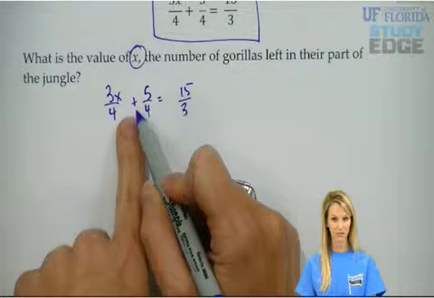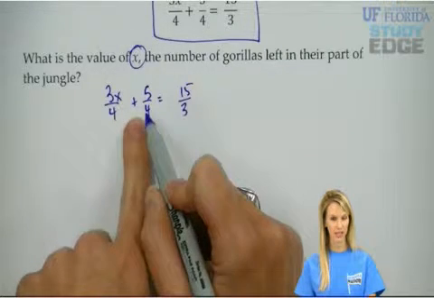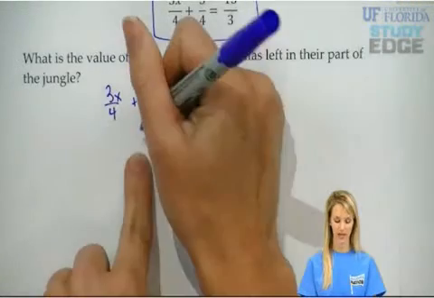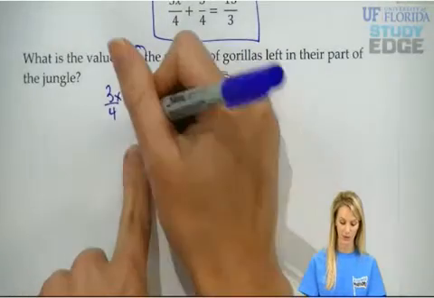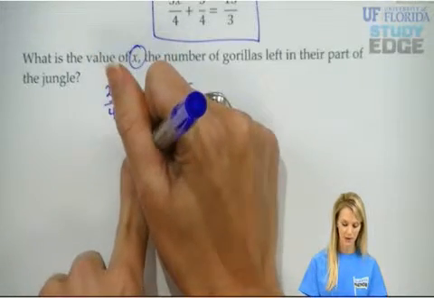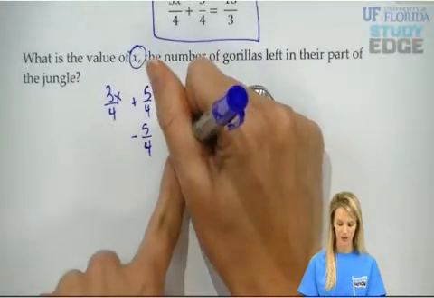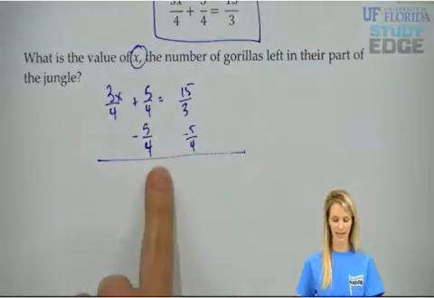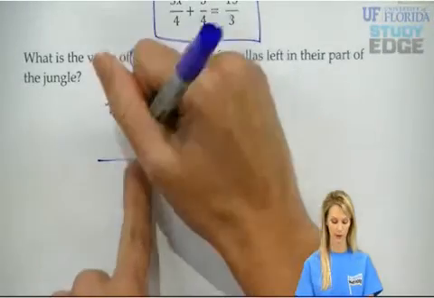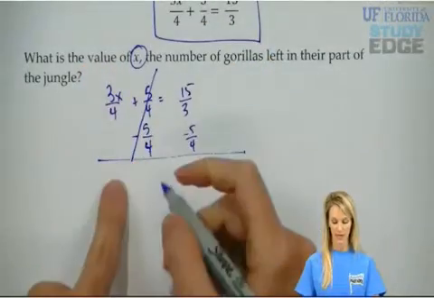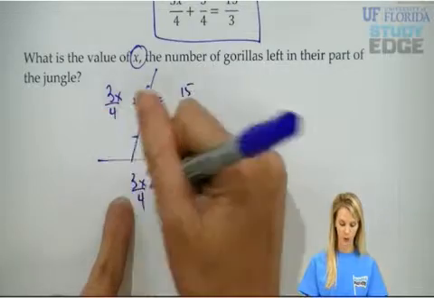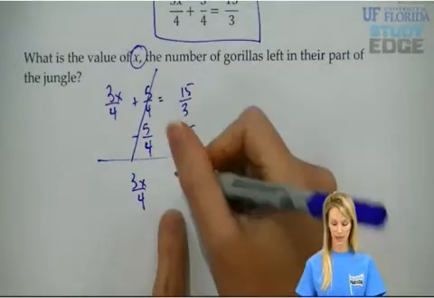How do I get rid of this plus 5 over 4? What is the inverse of addition? Subtraction. So since I have a plus 5 over 4, I need to subtract 5 over 4. And whatever I do to one side, I have to do on the other. So let's see what that gives us. We have a plus 5 over 4 minus 5 over 4. Those cancel out. And we're left with 3x over 4 on the left side of our equation.